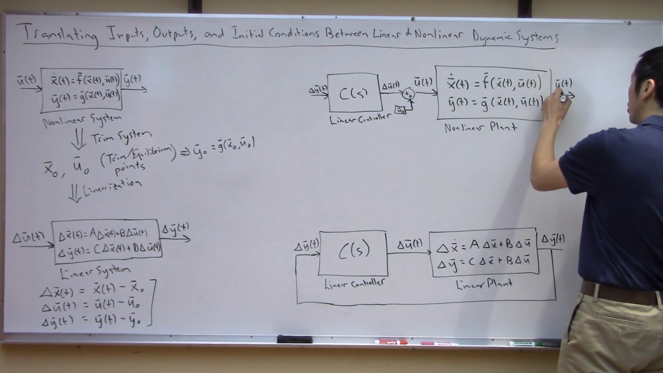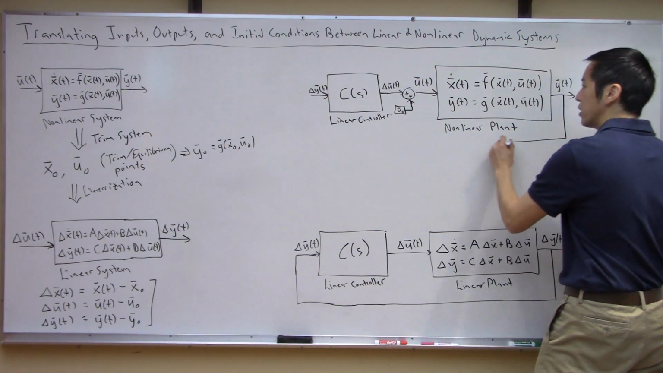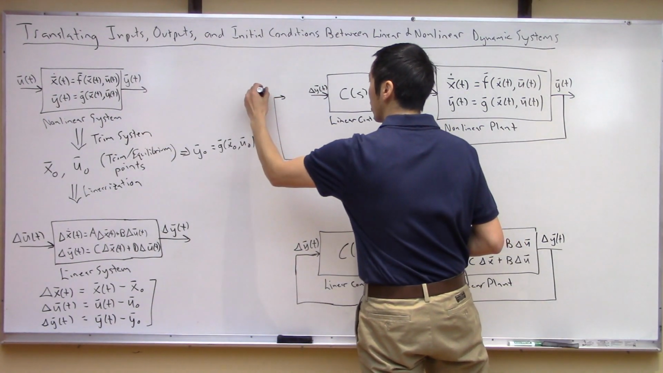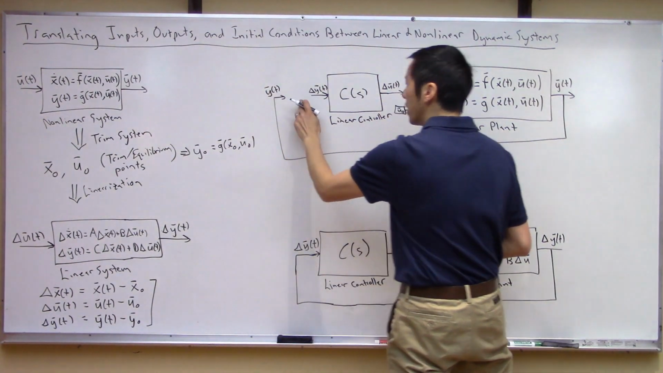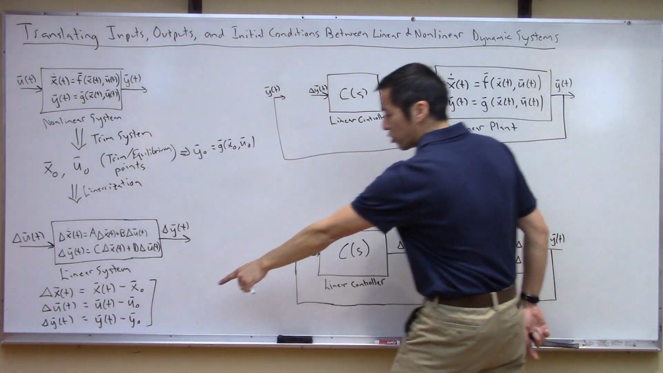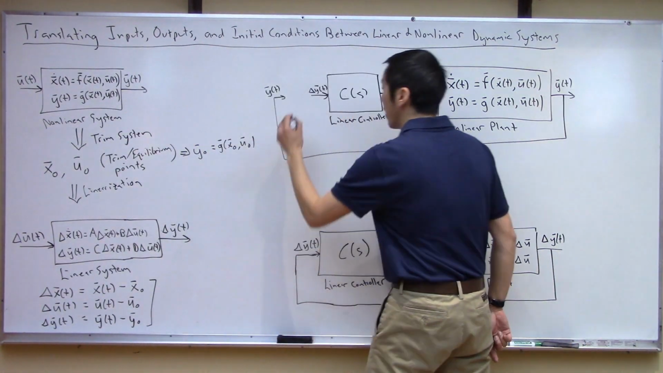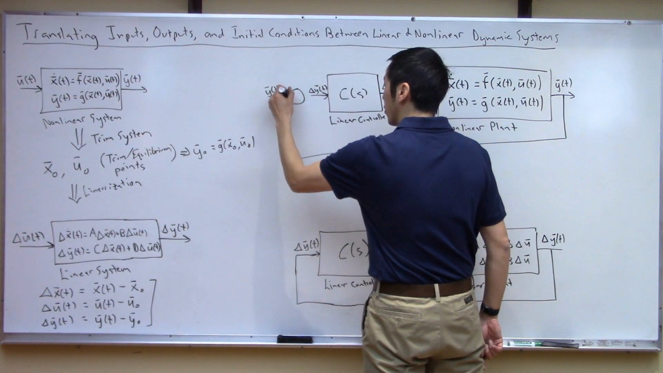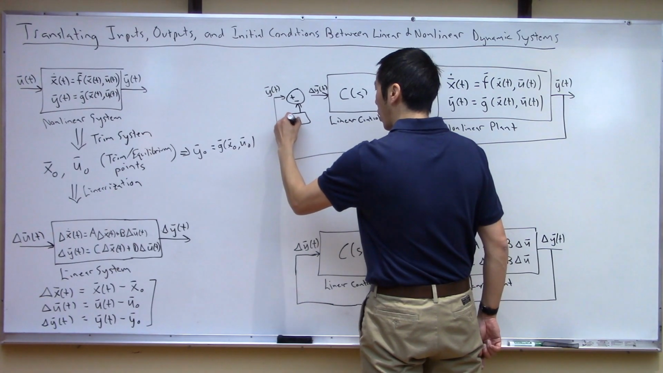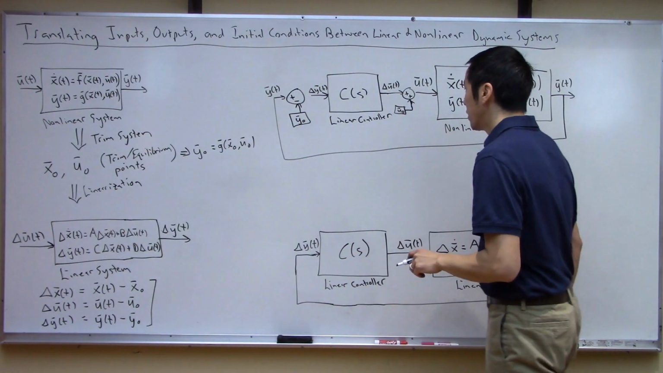We can't simply just feed back the sensor measurement and plug it in here, because this signal is y of t, right? And the controller is expecting delta y. So again, all we got to do is we now need to subtract off the trim value, right? So now we need to come in here and go plus minus in this case. This needs to be now y naught, right?